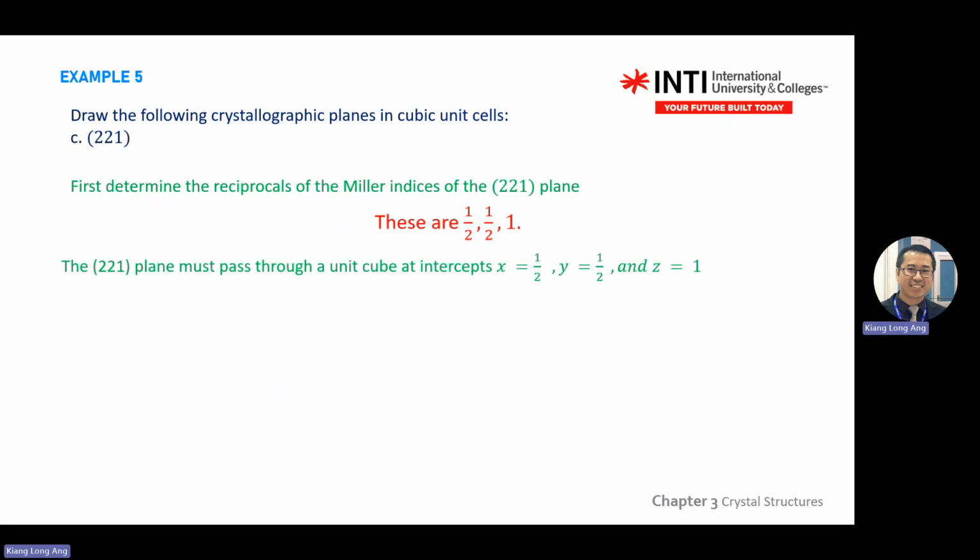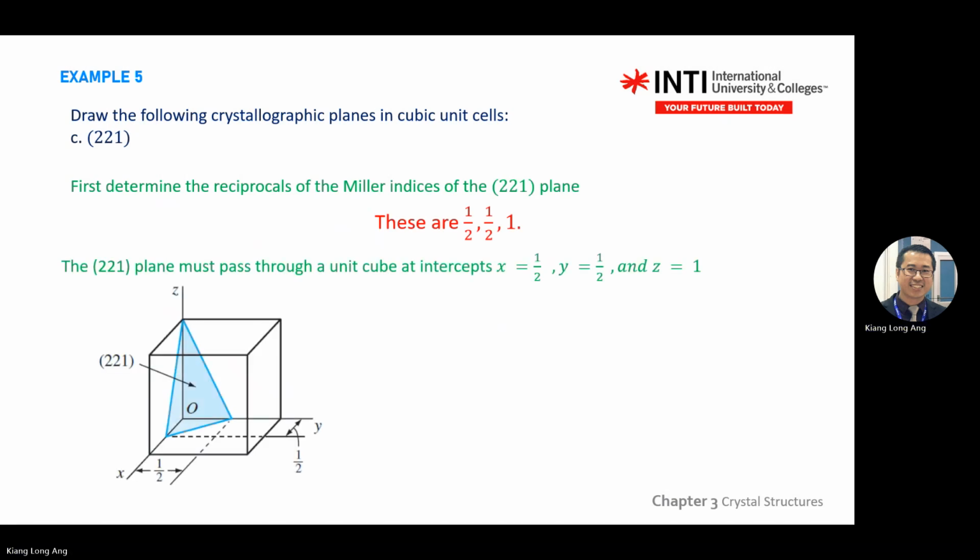Now 112, you just reverse it back. Then you mark the numbers. When you reverse, it becomes 1/2, 1/2, 1. So x is 1/2, you mark 1/2, y is 1/2, z is 1. So you are connecting these 3 points, and you get the plane.